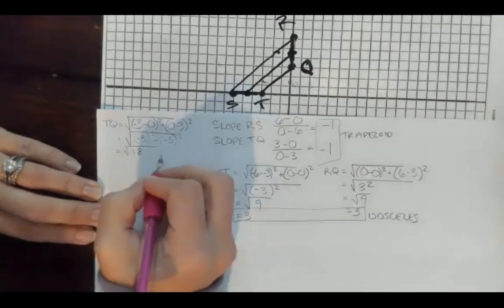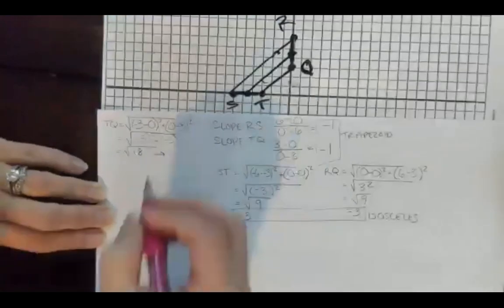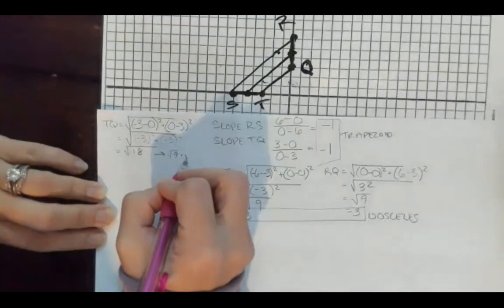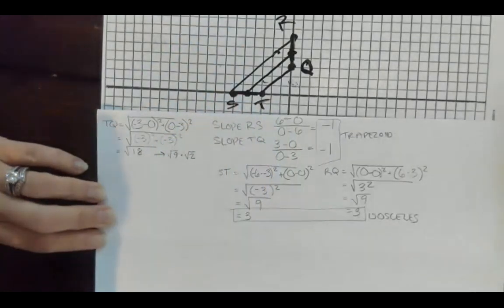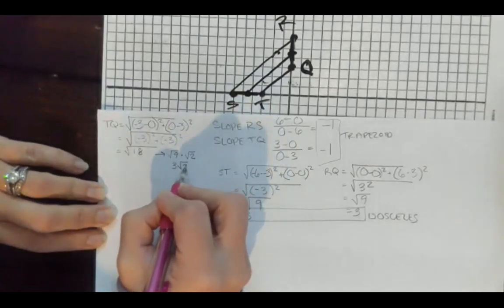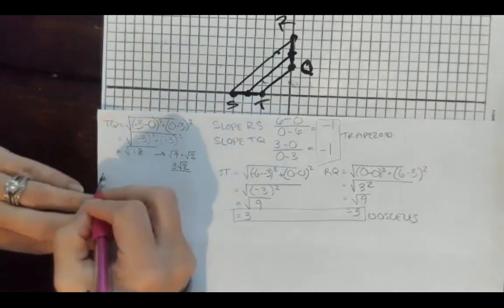Can we simplify the square root of 18? Think back to algebra 1. How could we write that? We could say the square root of 9 times the square root of 2, right? Which then gives us the square root of 9 is 3 times the square root of 2. Okay, so let's now go do the other one.